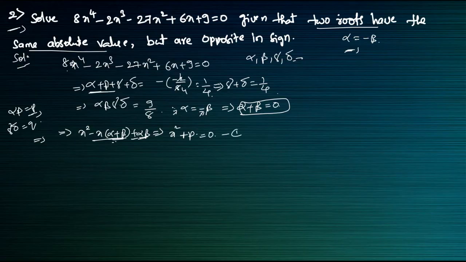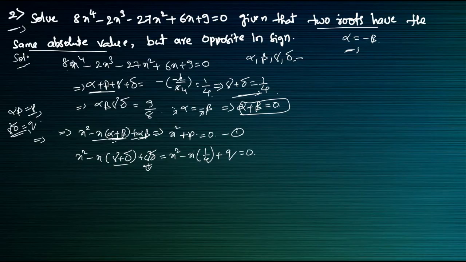So this is the first equation. The next one is x square minus x into gamma plus delta plus gamma delta. I will take gamma delta as q. Gamma plus delta is equal to 1 by 4, so it will become x square minus 1 by 4 x plus q is equal to 0 here.